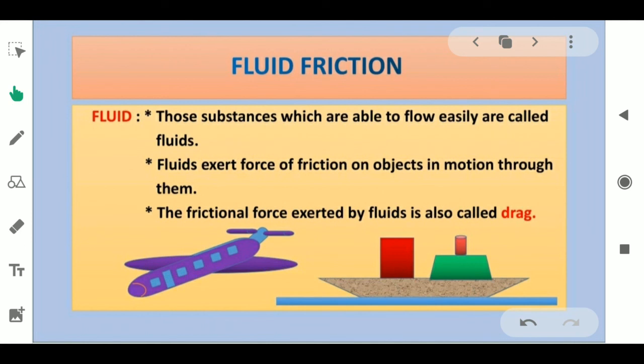You can see the same streamlined shape in nature. Fishes move very fast in the water, and birds fly very fast in the air. In all these cases, they have a specialized structure to overcome fluid friction, and they can move here and there very fast. Clear? So these are the points regarding fluid friction.